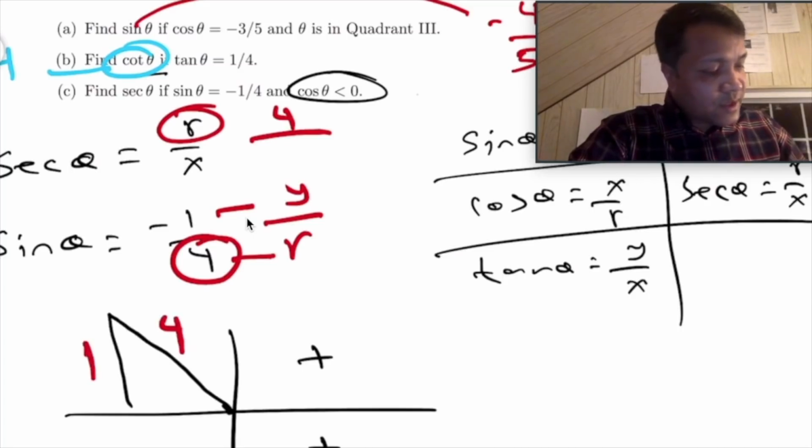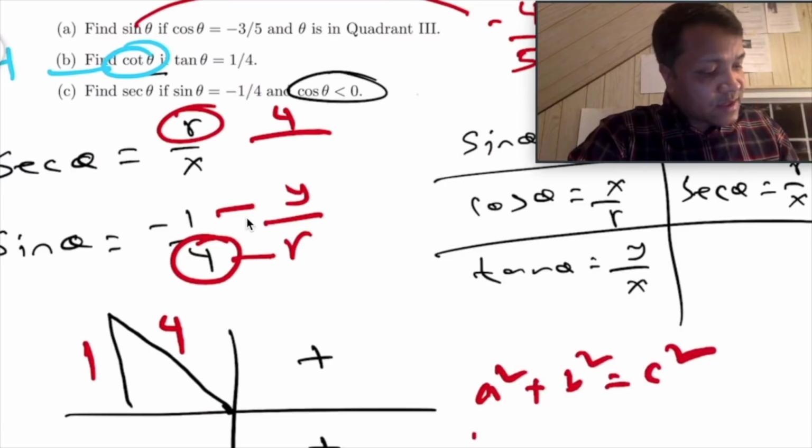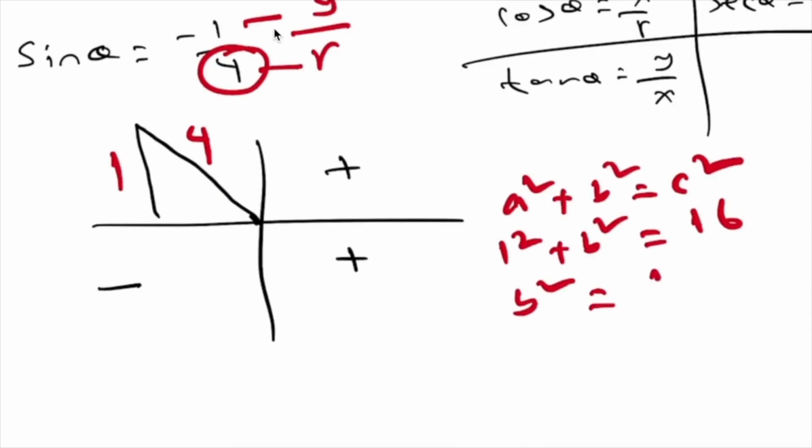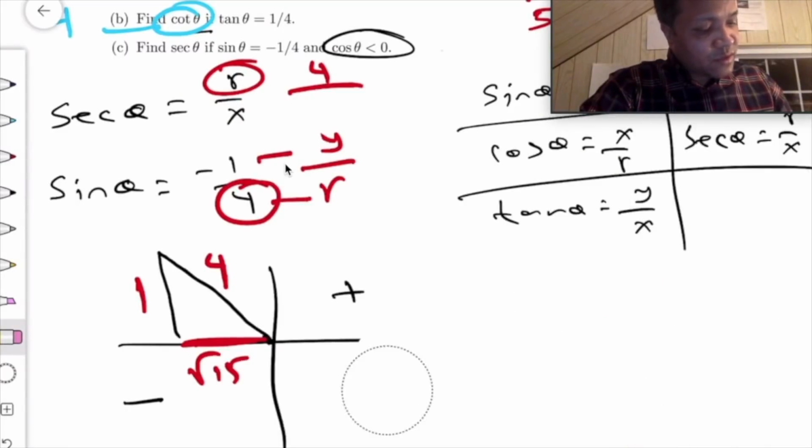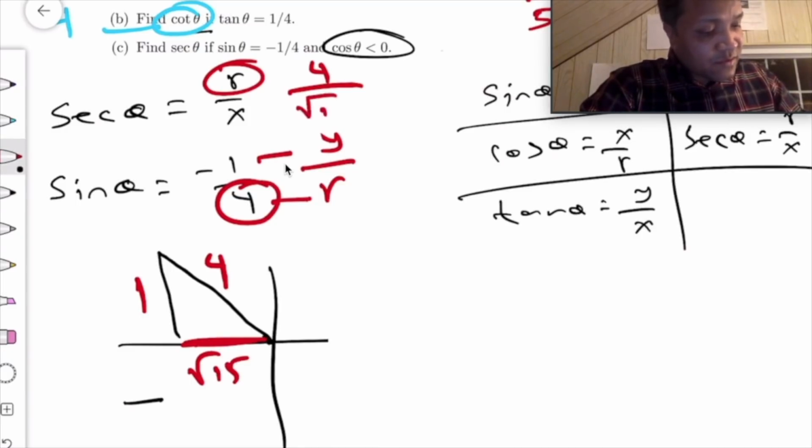Okay, so a squared plus b squared equal to c squared. Then a squared is, let's say, 1 squared plus b squared is equal to 4 squared, which is 16. So b squared is 16 minus 1. So b is the square root of 15. So then x is the square root of 15. We are trying to find secant.